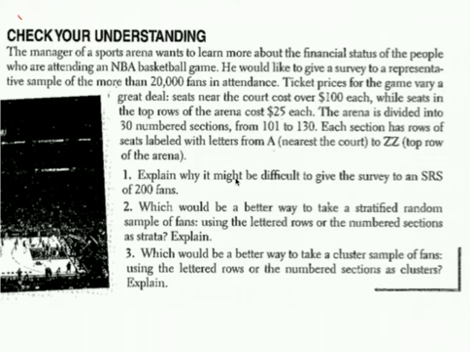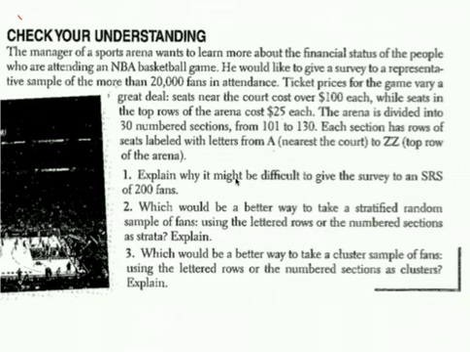The manager of a sports arena wants to learn more about the financial status of the people who are attending an NBA basketball game. He would like to give a survey to a representative sample of more than 20,000 fans in attendance. Ticket prices for the game vary a great deal. Seats near the court cost over $100 each, while seats in the top rows of the arena cost $25 each. The arena is divided into 30 numbered sections from 101 to 130.